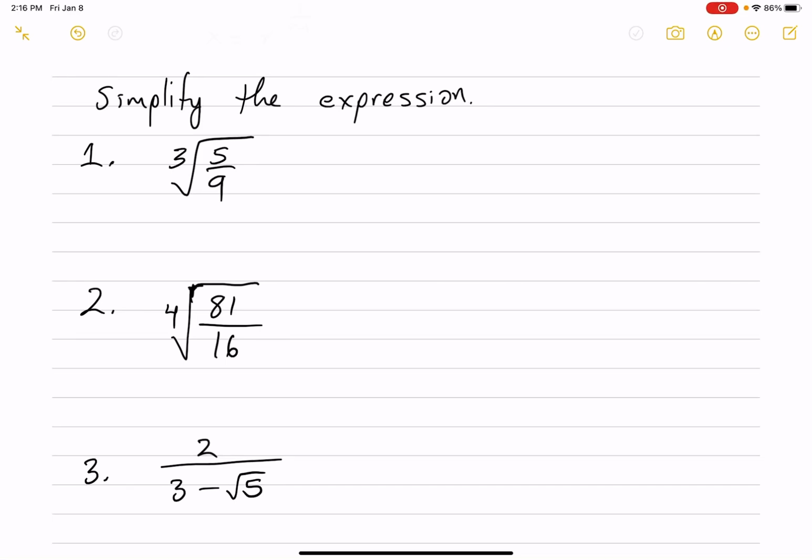Okay, class, in this video I'm going to show you how to simplify expressions using properties of radicals. So first thing we want to do here is use the properties of radicals to rewrite this as the cubic root of 5 divided by the cubic root of 9. Now I know that 9 is 3 times 3. If we could somehow make that 9 into a 3 times 3 times 3, which is 27, then the cubic root of 27 would be 3.